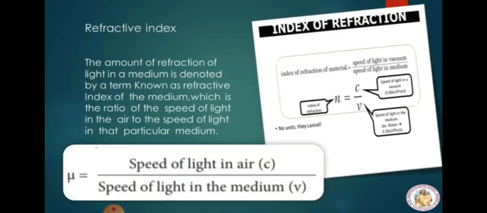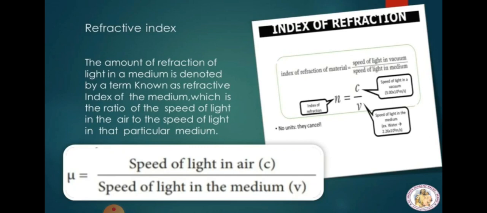Refractive index. Refraction of light in a medium depends on the speed of light in that medium. When the speed of light in a medium is more, the bending is less. When the speed of light is less, the bending is more. So, the amount of refraction of light in a medium is denoted by a term known as refractive index of the medium, which is the ratio of the speed of light in air to the speed of light in that particular medium. It is also known as absolute refractive index, and it is denoted by the Greek letter mu. So mu is equal to speed of light in air by speed of light in the medium. So mu is equal to C by V.